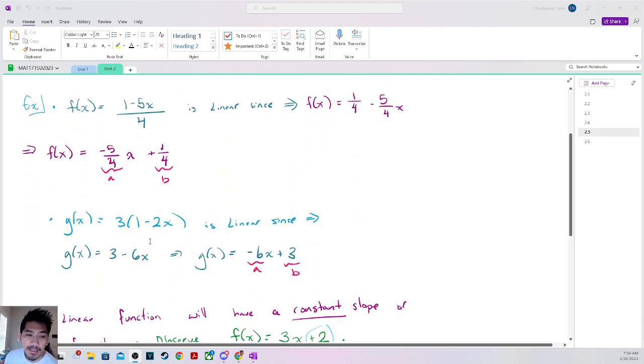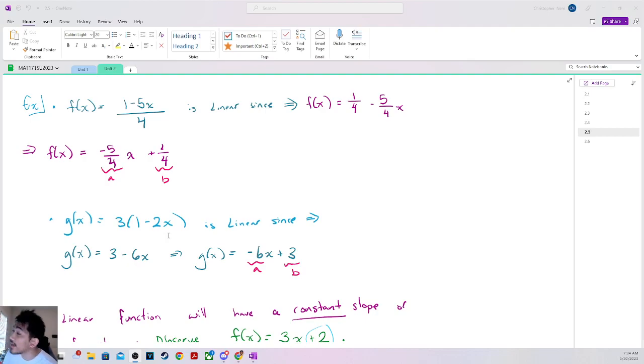All right, let's take another one. g of x equals 3 times (1 minus 2x). This is a linear function as well because I can distribute this value over. If I distribute this value, I get 3 minus 6x. Again, this negative belongs to this term, and this 3 has a positive value. So I can commute them, rearrange them, and I get g of x is equal to negative 6x plus 3. This is my slope. This is my y-intercept. So we have that idea.